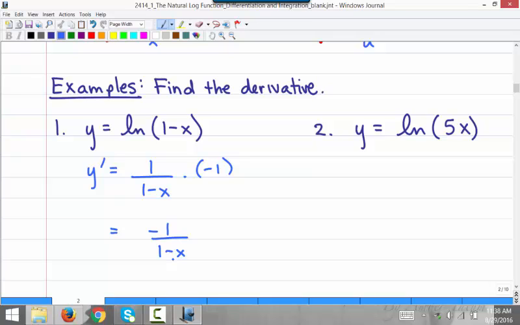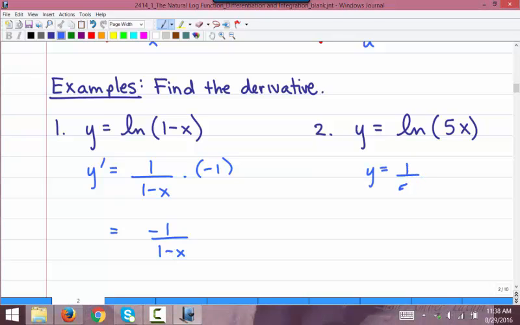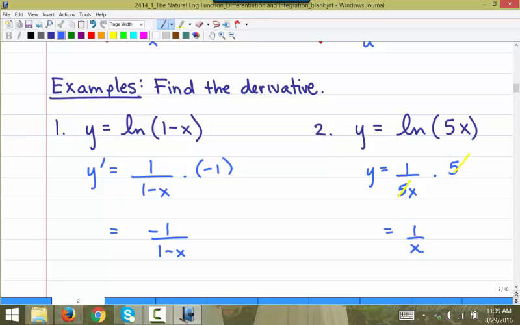Okay, what about natural log of 5x? The derivative is 1 over 5x times the derivative of 5x, which is just 5, so what happens to the 5's? They cancel, so you're left with 1 over x.